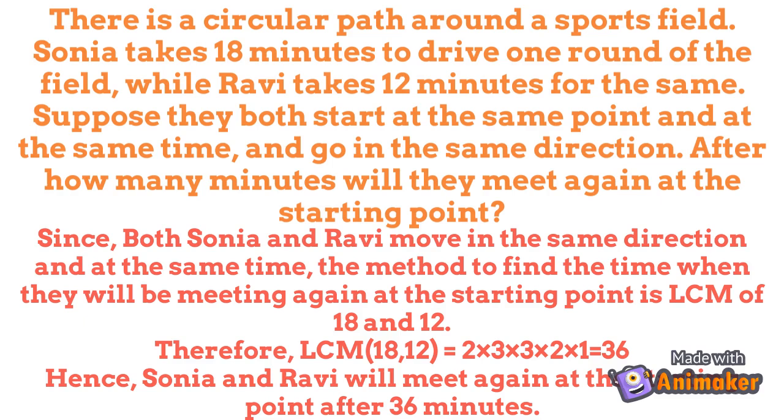It's clear that they are moving in the same direction at the same time. So the method will be LCM, because we need to calculate both of their times. After taking out the LCM of 18 and 12, we get 2 into 3 into 3 into 2 into 1, that is 36 after multiplying. So Sonia and Ravi will meet at the same starting point after 36 minutes.